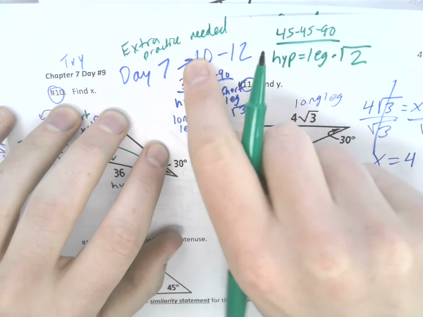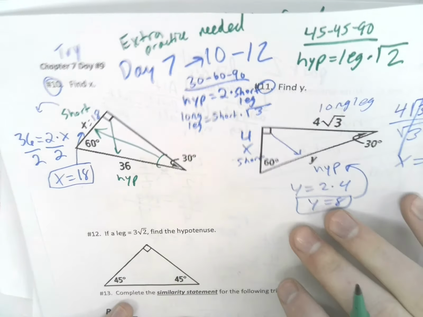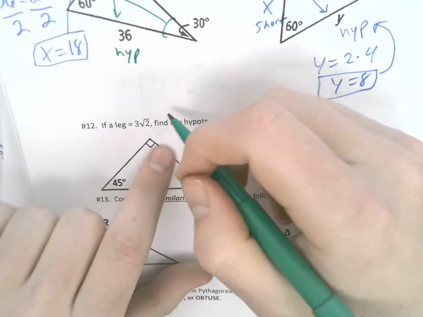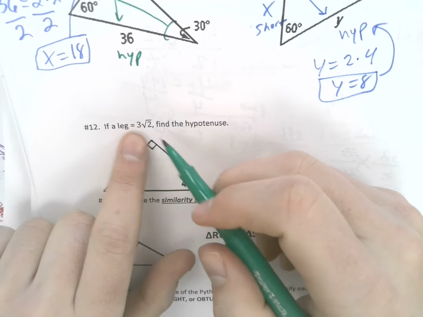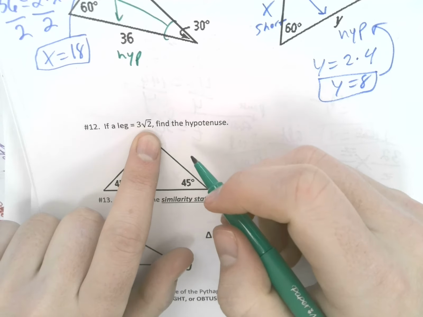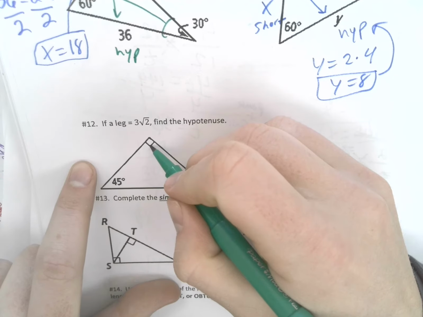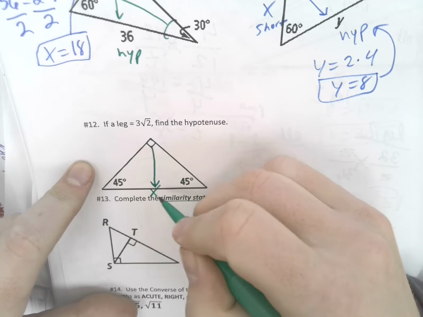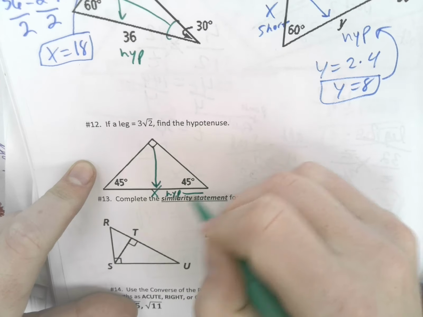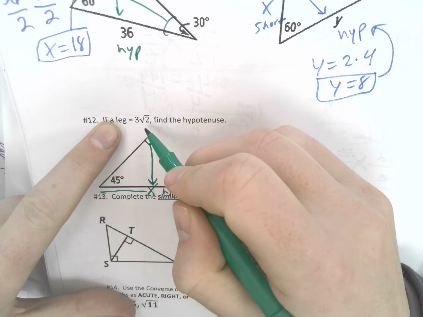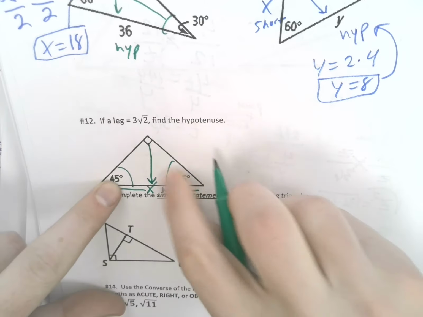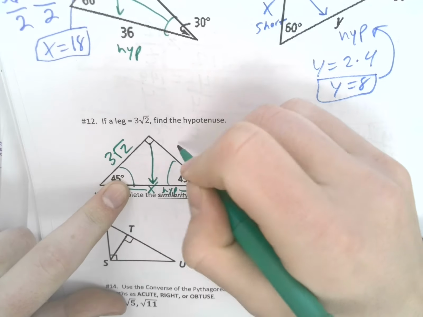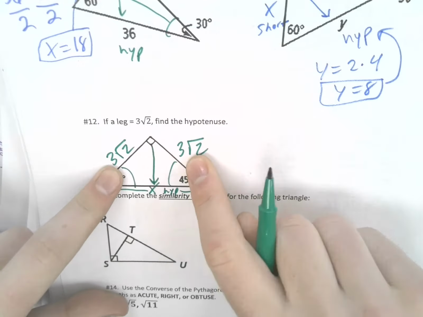Extra practice will probably be needed on these. So on number 12, we see that if a leg is 3 square root of 2, find the hypotenuse. Well, here's our right angle, so we're looking for this piece right here, call it x. That's our height. Now we know a leg is 3 square root of 2. Well, guess what? Both these legs are going to be that.